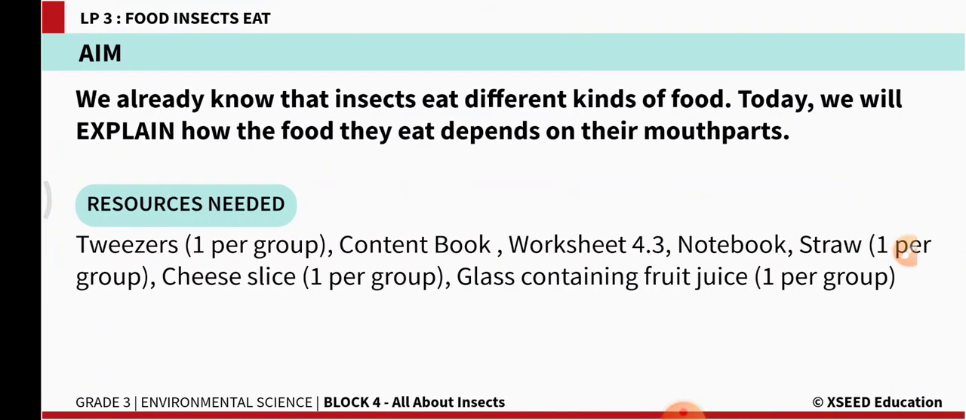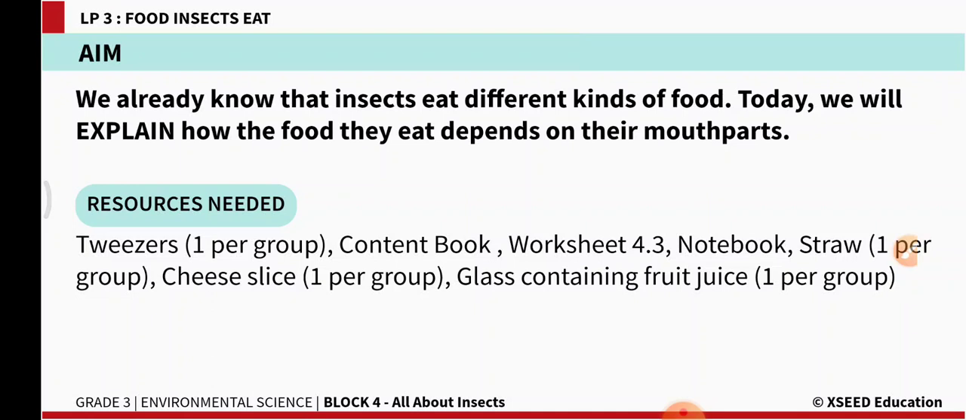We already know that insects eat different kinds of food. Today, we will explain how the food they eat depends on their mouth parts. See, here they are saying: the food they eat depends on their mouth parts.